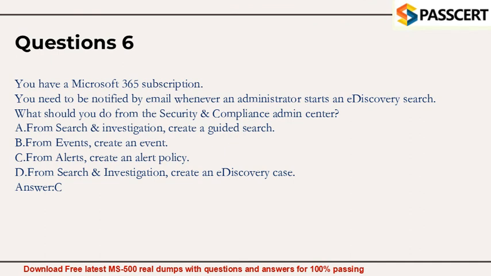Question 6. You have a Microsoft 365 subscription. You need to be notified by email whenever an administrator starts an e-discovery search. What should you do from the Security and Compliance Admin Center? A. From Search and Investigation, create a guided search. B. From events, create an event. C. From alerts, create an alert policy. D. From search and investigation, create an e-discovery case. Answer: C.